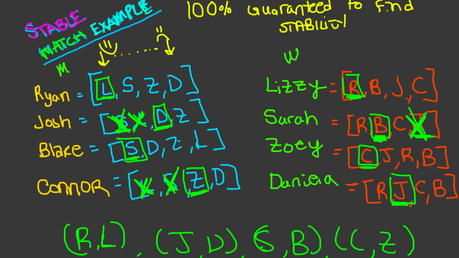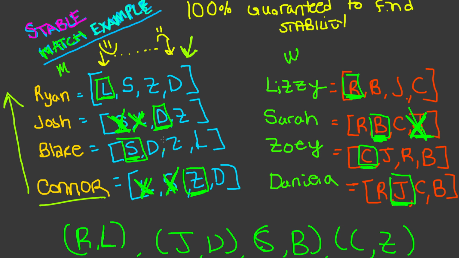If I were to start from the bottom of the list with Connor and work my way up to Ryan, I would actually get the exact same outcome. It does not matter what order you do this algorithm in if you're starting with one set. The order in which you go through a set does not affect the outcome of the algorithm.